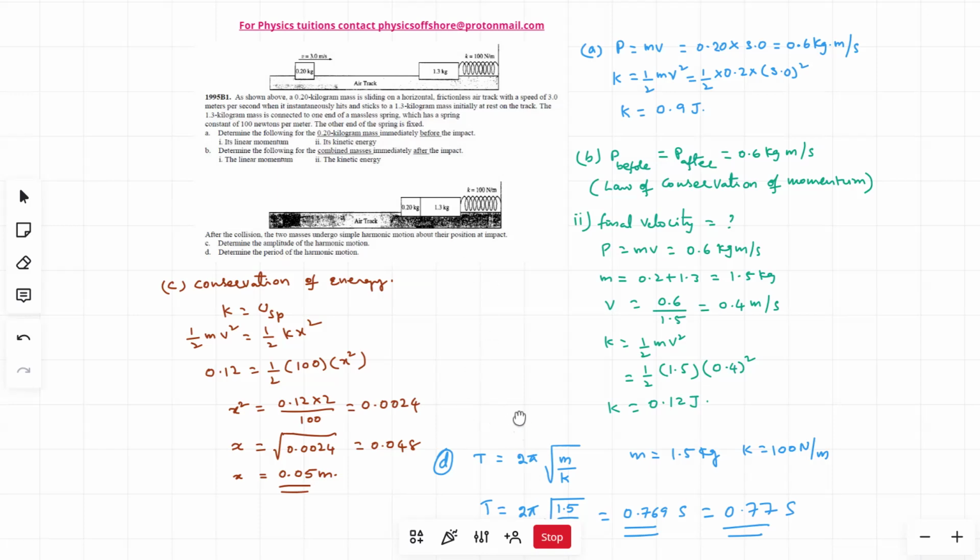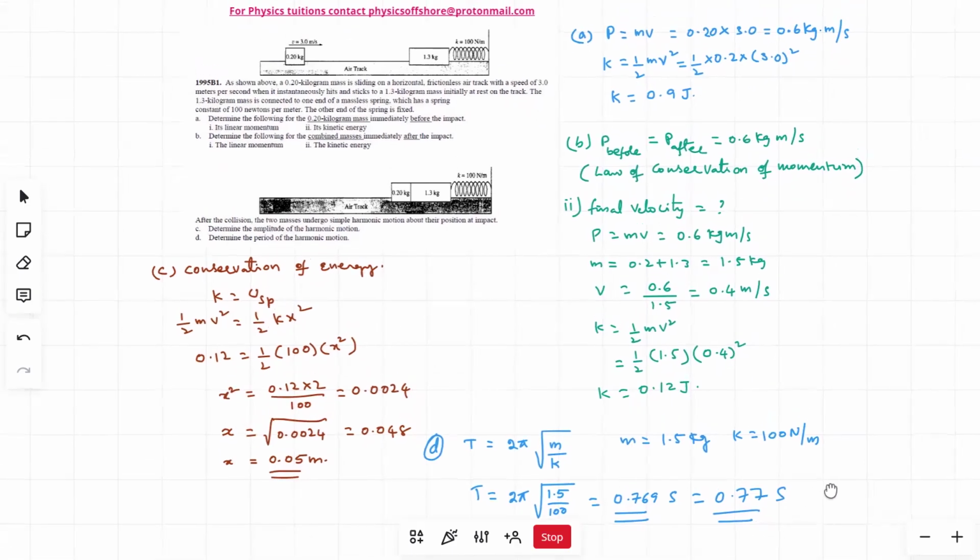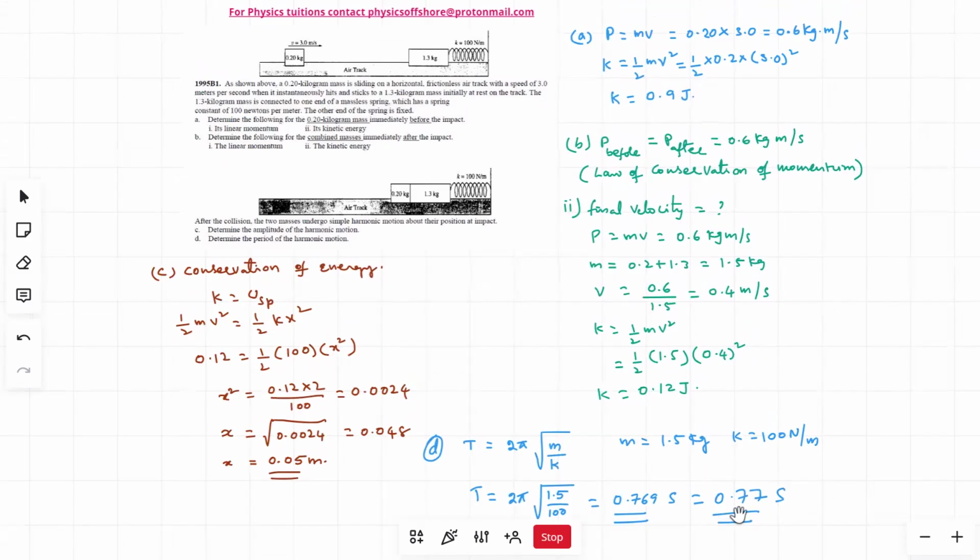The time period T is equal to 2 pi root m by k. Plugging in the values, m is the total mass, 0.2 plus 1.3, which is 1.5 kilograms, and k is 100 newtons per meter. Therefore, T is equal to 2 pi square root of 1.5 divided by 100, which is 0.77 seconds. This is the time period of the simple harmonic oscillator.